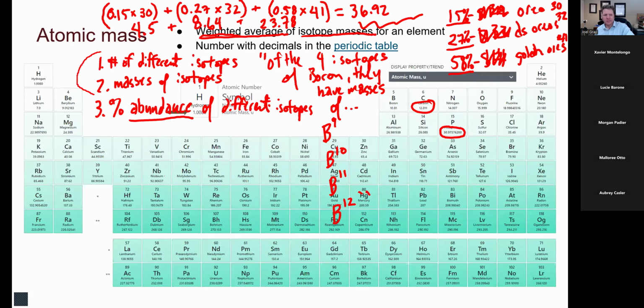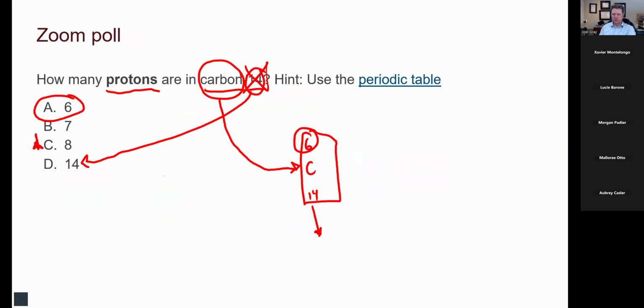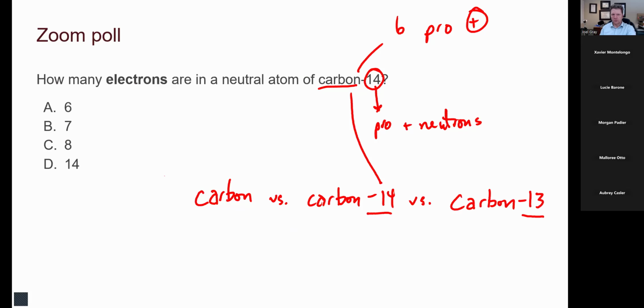I'm going to go back just a second to look at this example right here. Here we have hydrogen 1, hydrogen 2, hydrogen 3. All of these numbers indicate the weight. So when I say carbon 14, I'm referencing the weight. And what does the weight consist of? The weight consists of the number of protons plus the number of neutrons. Does that help at all for the person who sent me that private message?